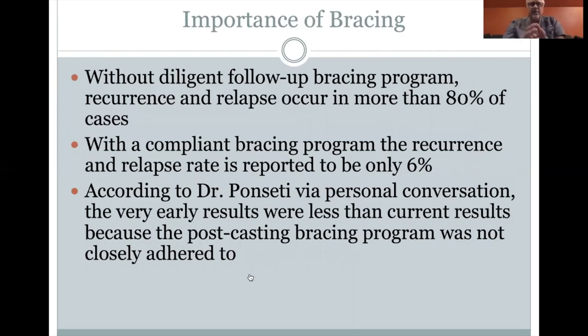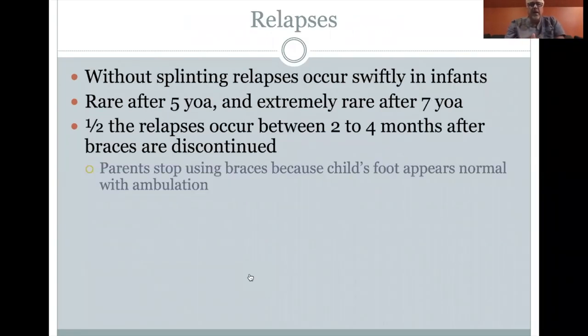If you do not have diligent bracing, recurrence occurs in about 80% of the cases, so it's critical. With a compliant bracing program, the recurrence rate is only about 6%. And in some of my personal conversations with Dr. Ponseti when he was alive, he mentioned that their early results were a little bit less successful because they were not as diligent about their post-cast bracing protocols as they were later on in their documentation of the success of treatment. Without splinting, relapses recur really quickly.